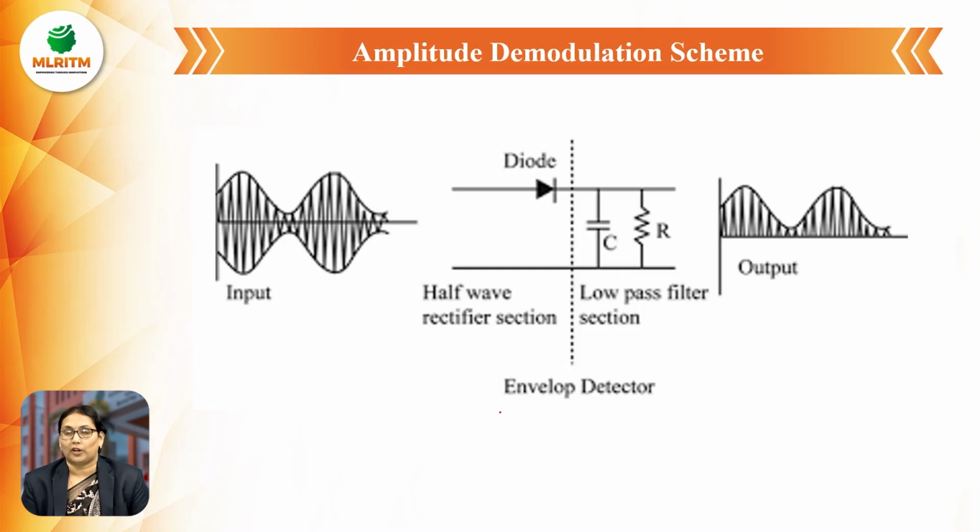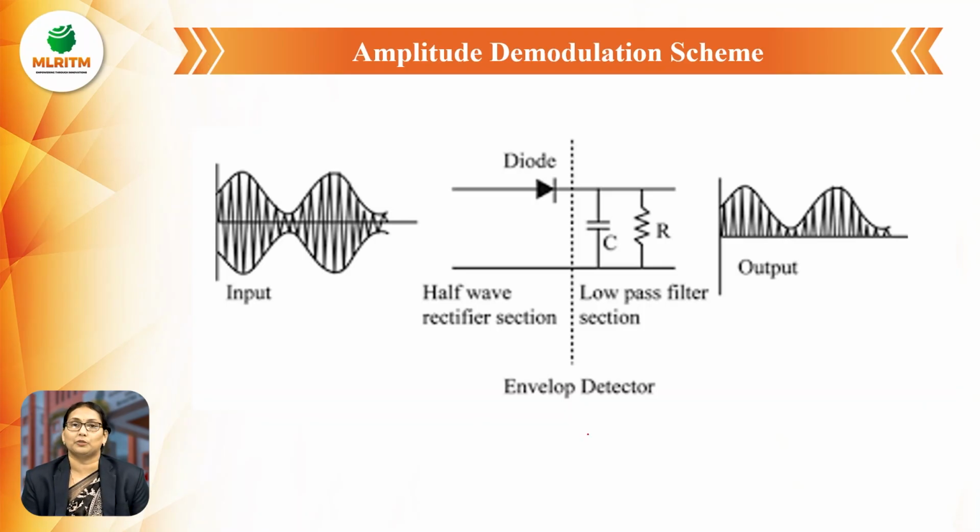Next one. In the modulation process, what happens? The carrier signal and modulating signal are both combined and transmitted to the channel. Coming to the demodulation or detection. We know that demodulation or detection is nothing but reconstruction of the original message signal.